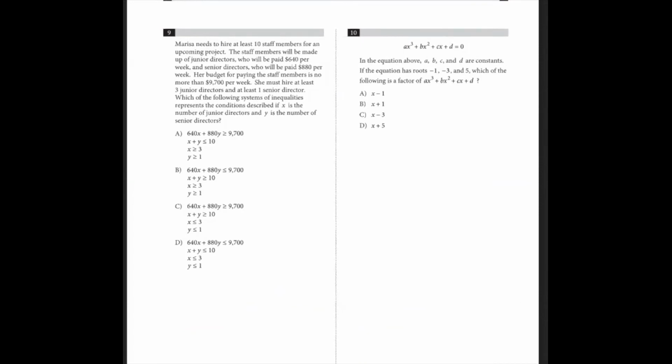Number 10 is just knowing the roots, which we did a few tests back. It says in the equation above, a, b, c, d are constants. The equation has roots -1, -3, and 5. Which of the following is a factor? Remember, your factors will look like this, as you can see in the answer choices, but the root will be like the solution. Roots and solutions are the same thing.